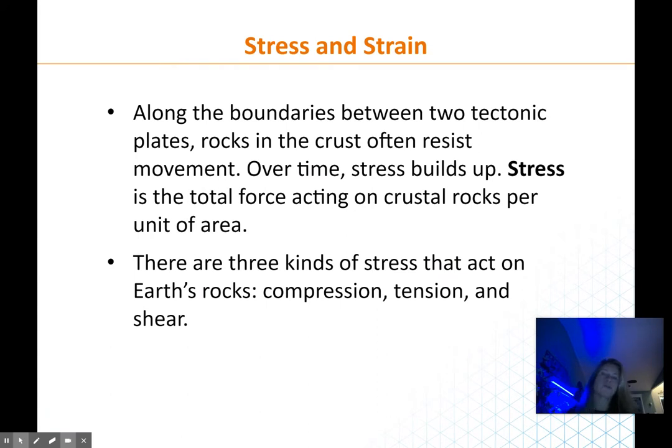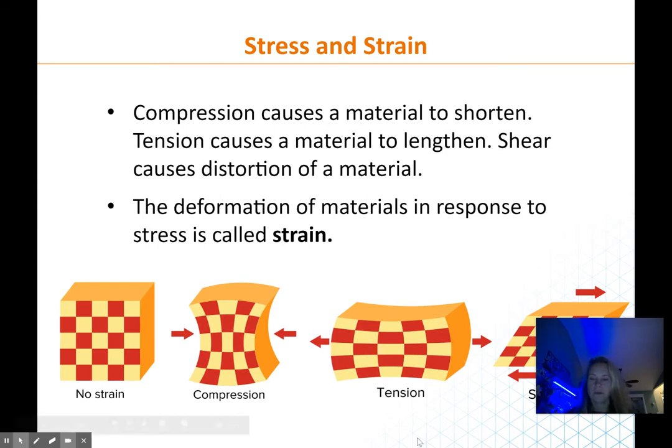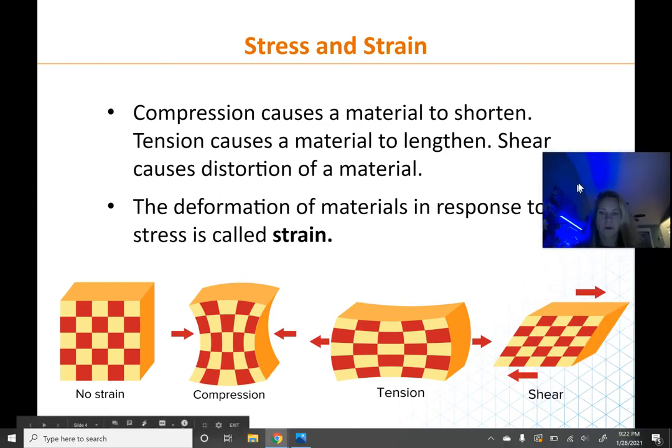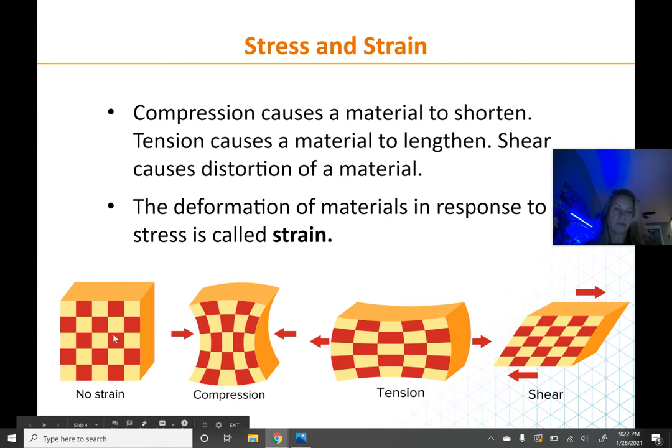All right. So if we talk about earthquakes, we talk about strain and stress on rocks. Those are two different terms. Stress is the force that's acting on the rock. There are different types of stress: compression, tension, and shear, which we'll talk about. So here are our different types. No strain would be the rock is normal. You can see the squares there are completely normal.